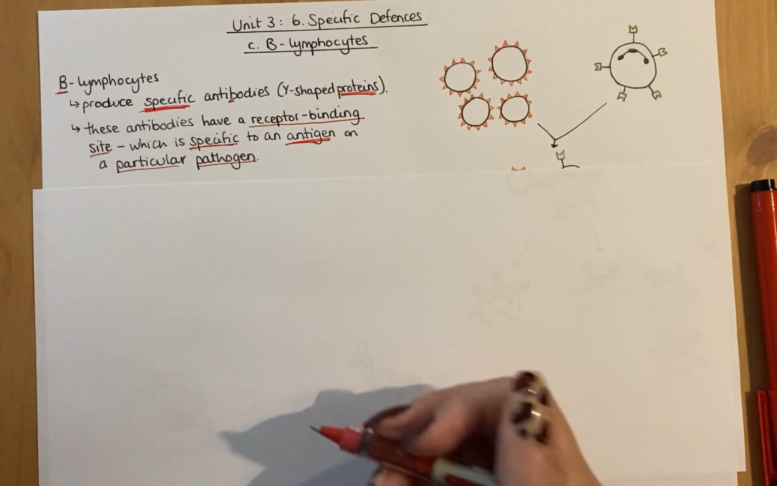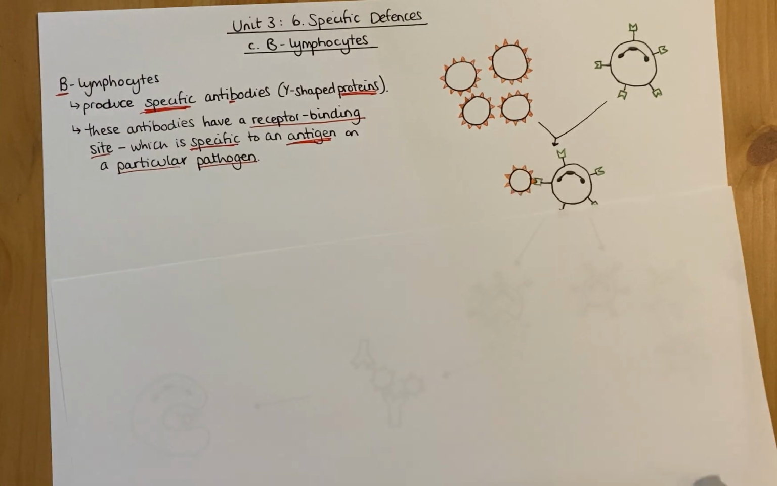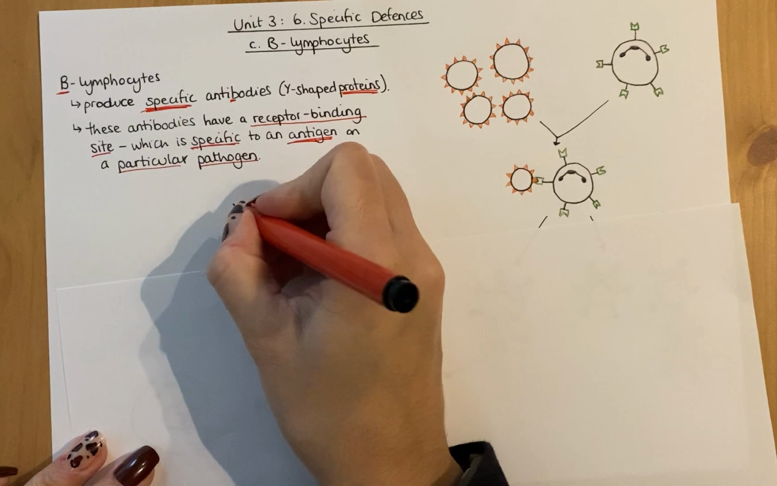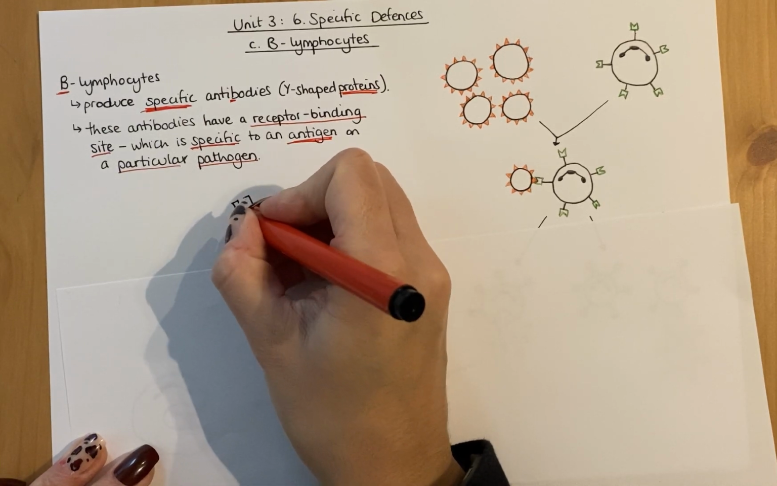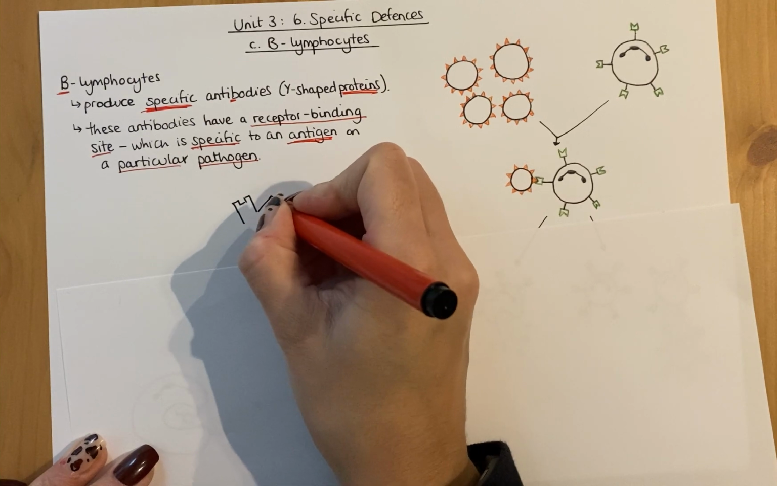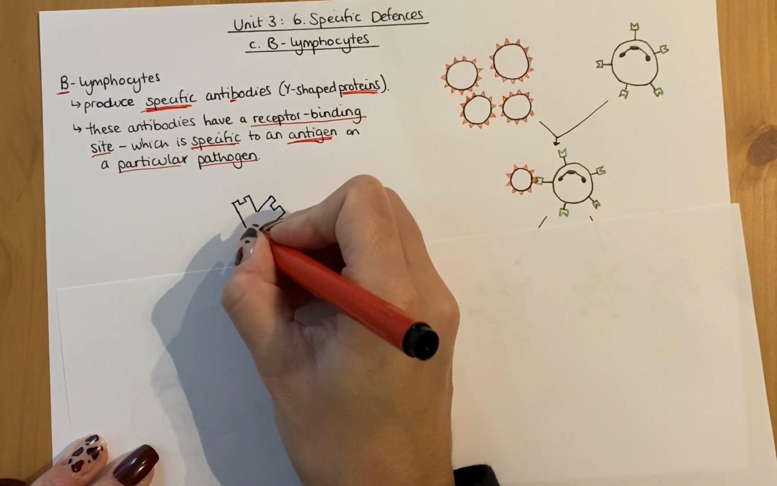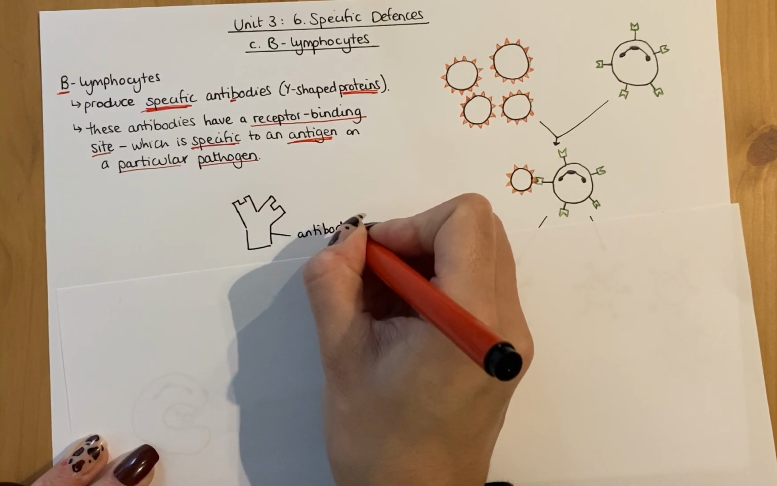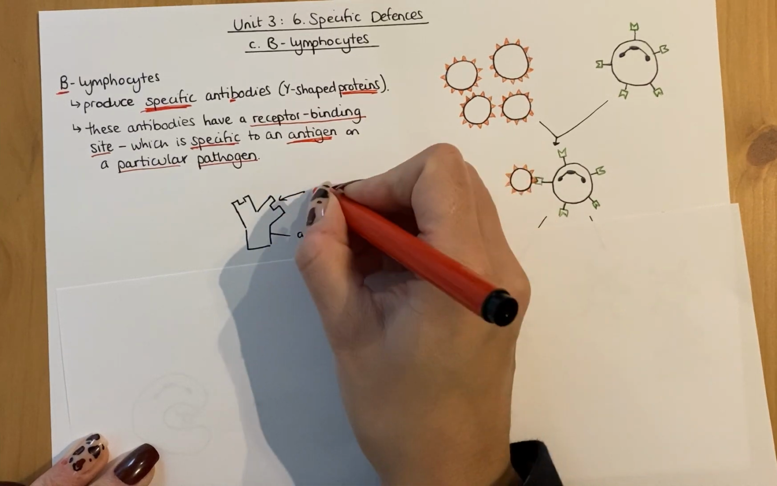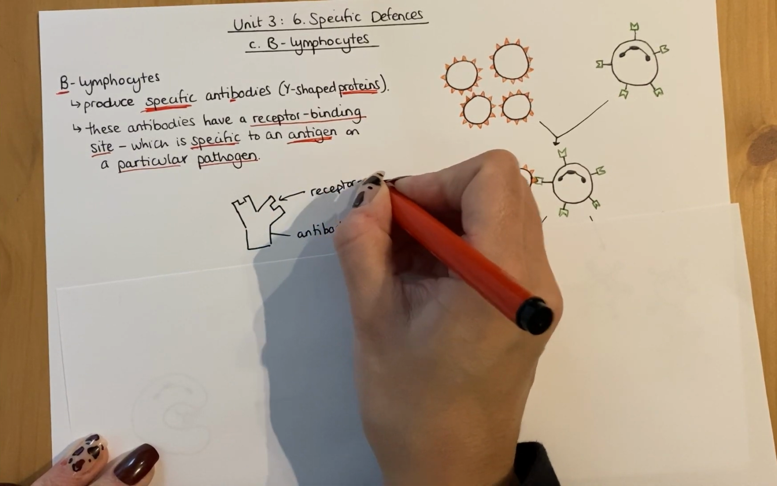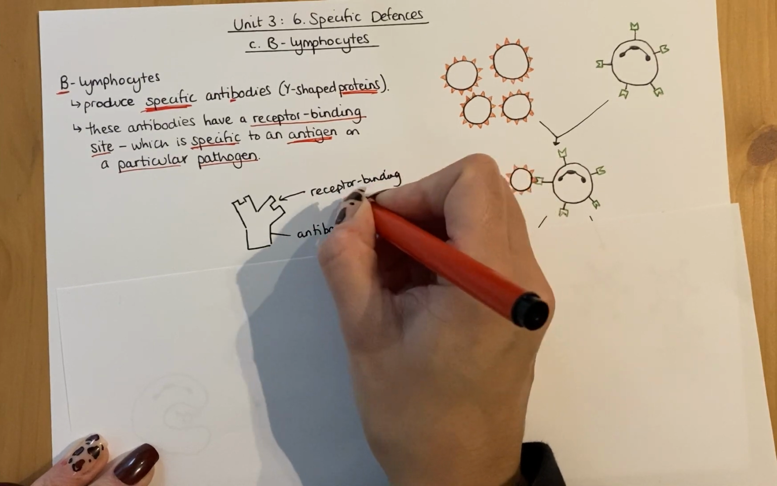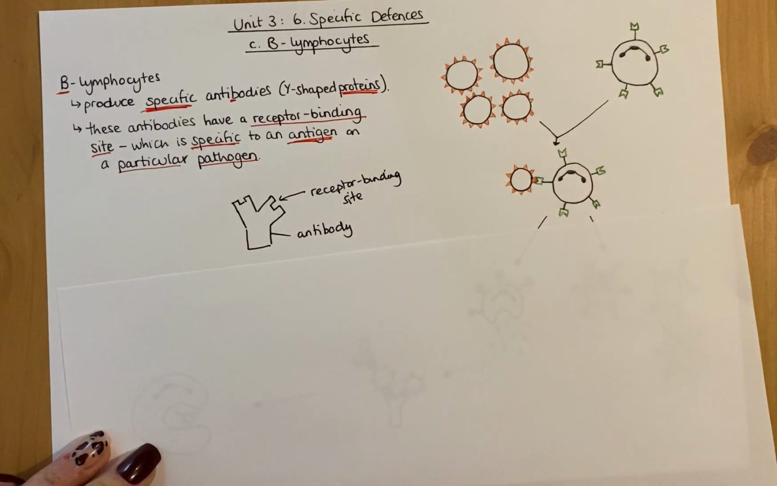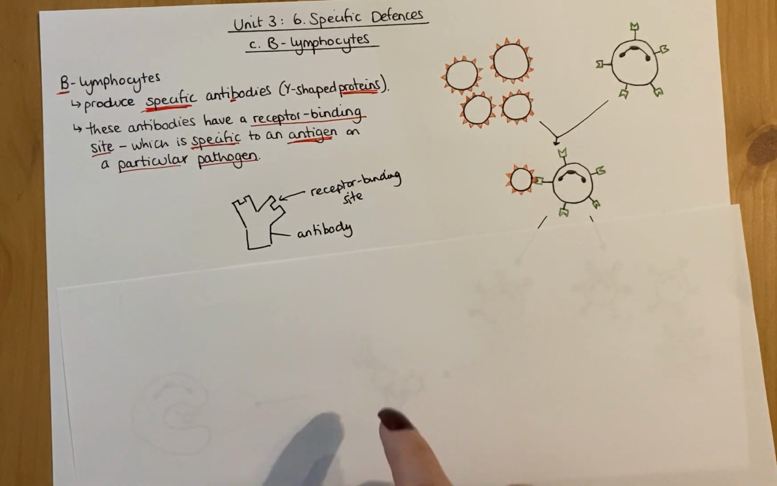To describe the receptor binding site, just as a quick diagram, this is a super zoomed in version of a poorly drawn antibody. It's Y-shaped roughly, and this area here is the receptor binding site. Notice it's got a particular shape. Different antibodies will have different shaped receptor binding sites because it will match a specific antigen on a particular pathogen.